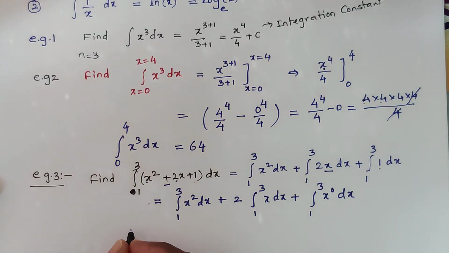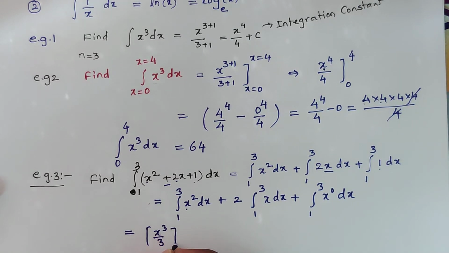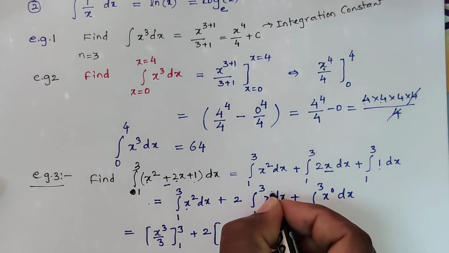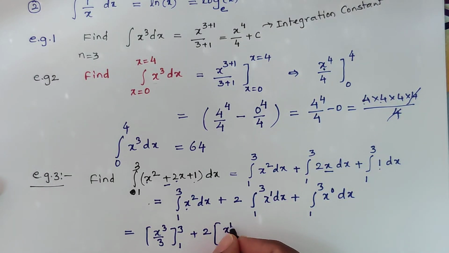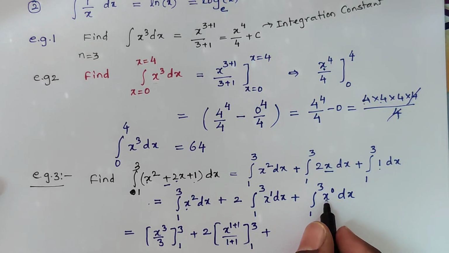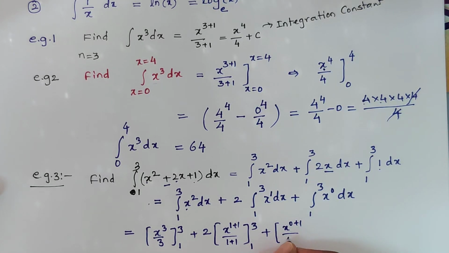Okay, and the next step will become integral x square, that is x to the power of 2 plus 1 by 2 plus 1, that means x cube by 3, limits from 1 to 3, plus 2 into x to the power of 1, means x to the power of 1 plus 1 by 1 plus 1, that is x square by 2, limits from 1 to 3, plus integral x to the power of 0 dx is nothing but x to the power of 0 plus 1 by 0 plus 1, limits from 1 to 3.